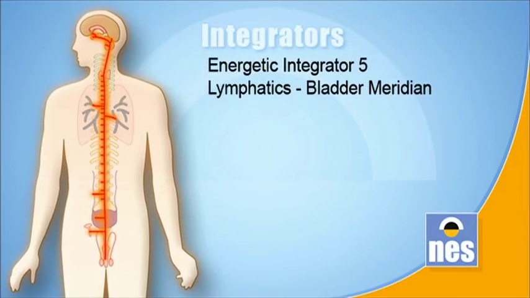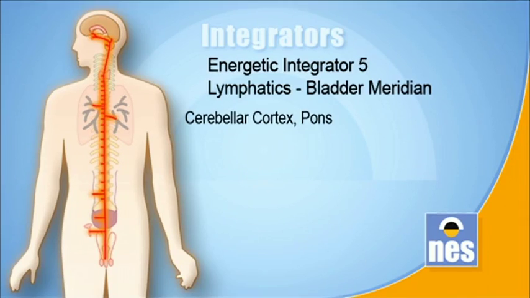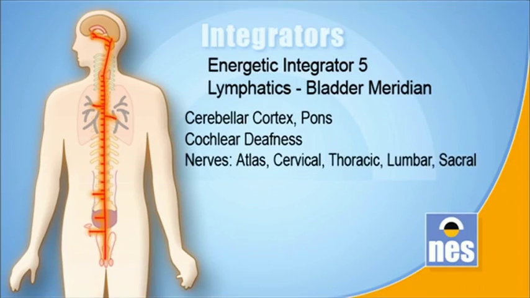All right, we start at the cerebellar cortex and the pons. Pons is a Latin word meaning bridge, which you find in the brain. We do get a link with cochlear deafness here with Integrator 5. Again, we start at the atlas, cervical nerves, thoracic nerves, lumbar nerves, sacral nerves. Whole peripheral nervous system belongs here. It's so easy to remember. Peripheral nervous system, Integrator 5. And we need to remember that the discs between the bones come into Integrator 5.